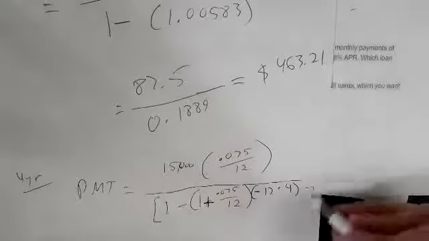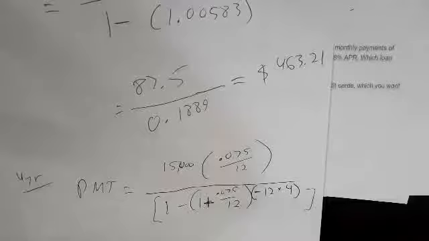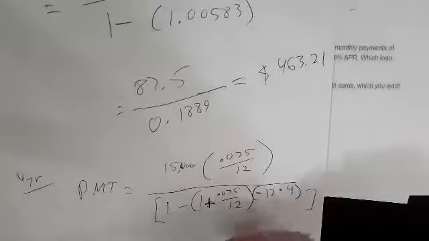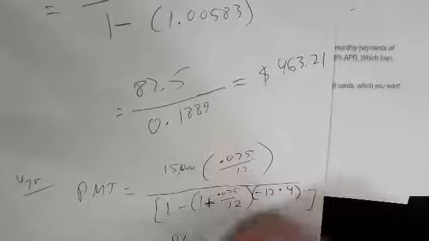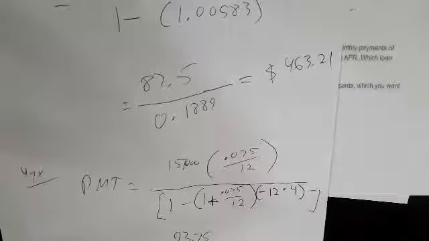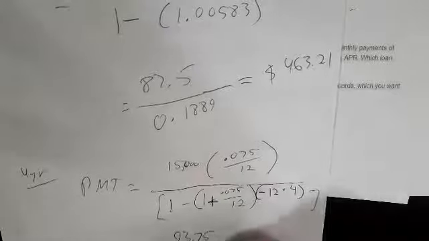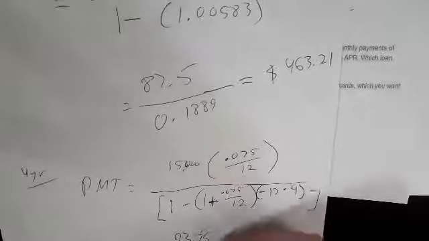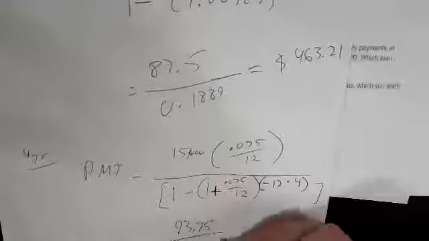And we're closing this thing off. 93.75 for the top, I believe. And do 0.075, let's divide it by 12. Let's add 1, and raise it to the minus 48. 1 minus. And I know I'm skipping quite a few steps, but we're doing the same thing over and over.